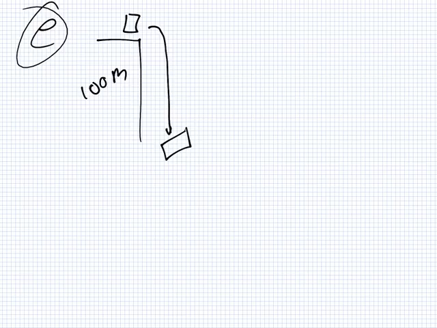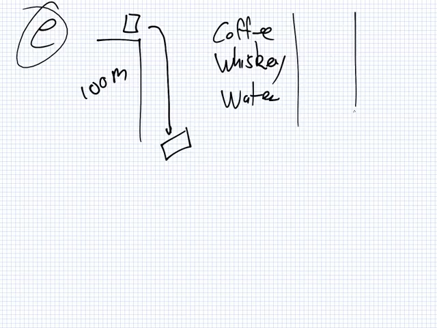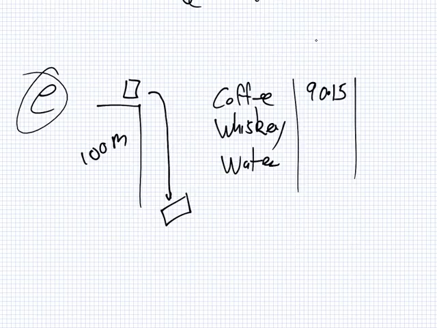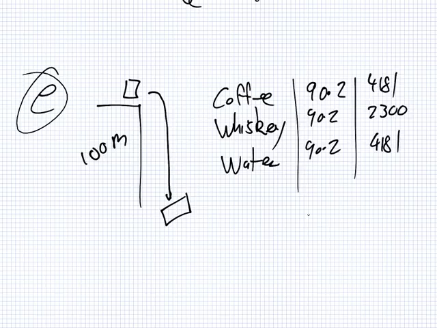Right, so your coffee is made of 3 parts: the coffee, the whiskey, and the water. Yeah, the coffee is the espresso. Now, all of these 3 things are at the same temperature. What was it previously? 90.2. And they all have different heat capacities. That's 4181, that's 2300, that's 4181.